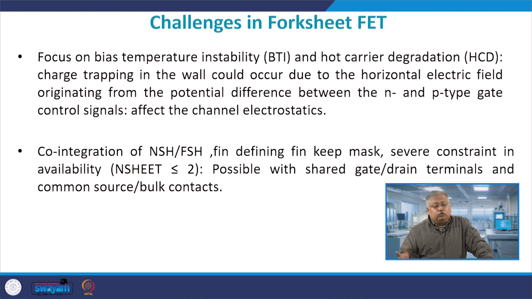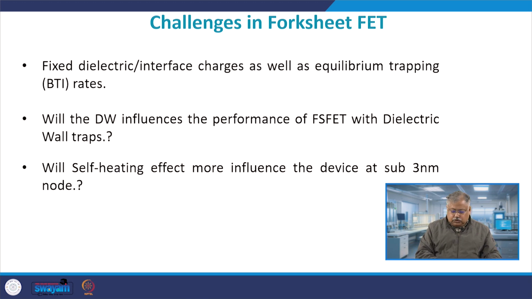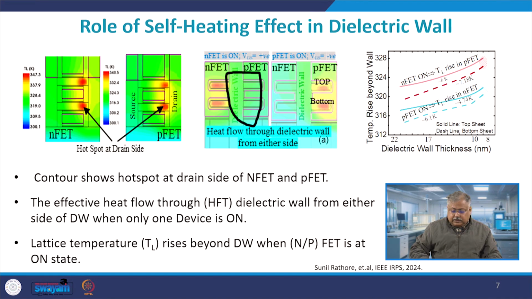If we look at it, there are two challenges. They happen in bulk MOSFET but also happen in Forksheet FET, and these two challenges are BTI, which is basically bias temperature instability, and the second one is a hot carrier degradation phenomenon. If you look at the Forksheet, maybe I can show you using a structure. So let's look at the structure here. Let's concentrate maybe on this structure, because it's easier to understand from this structure.